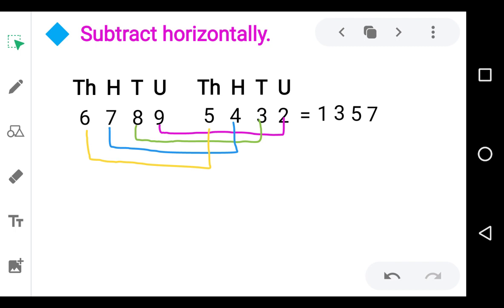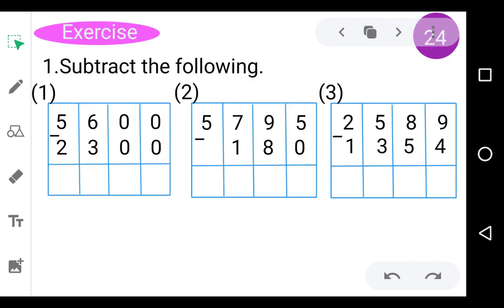Now let's solve the exercise page number 24. See, the first question is subtract the following. See the first one. We have to subtract 2300 from 5600. Here the numbers are already arranged. We have to just subtract the given numbers and find the difference. So see, in the first one, 0 minus 0, 0. Then 0 minus 0, 0. Then 6 minus 3, 3. 5 minus 2, 3. So we get the answer 3300.